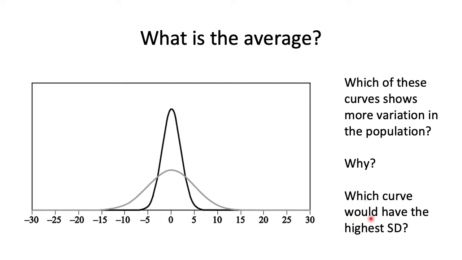Which curve would have the highest standard deviation? Well, the more variation in your population, the higher the standard deviation. So which curve do you think that would be? Would it be the curve with the black line or the curve with the gray? If you guessed the black line has the smaller standard deviation, you are correct because there is less variation within the population. And the second curve would have a higher standard deviation because of that.